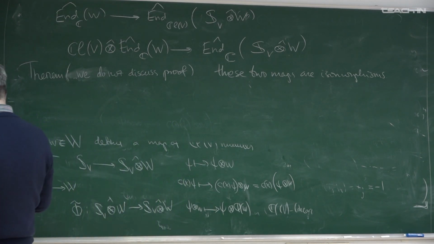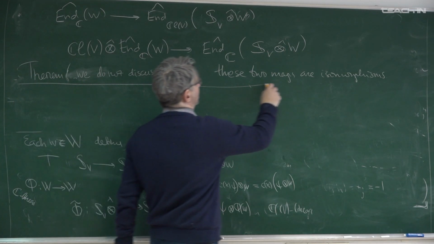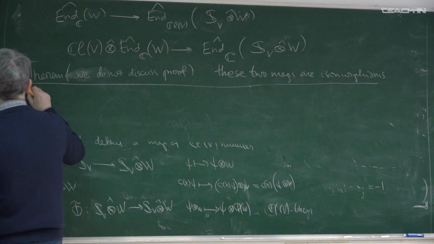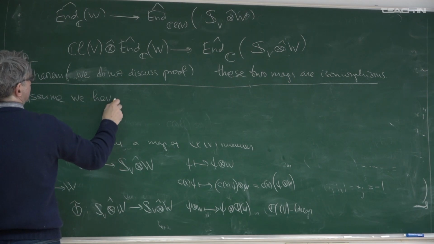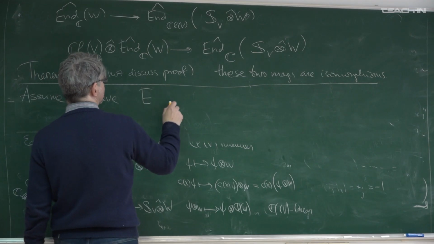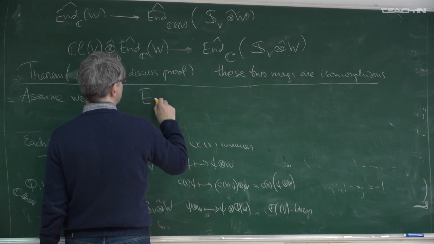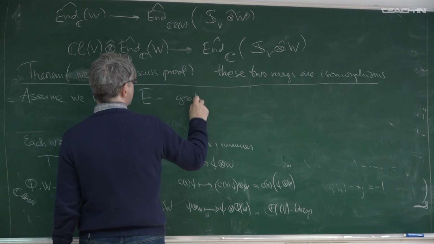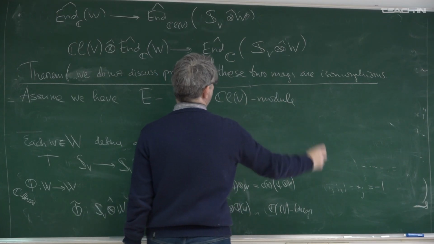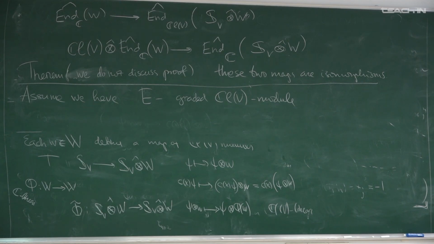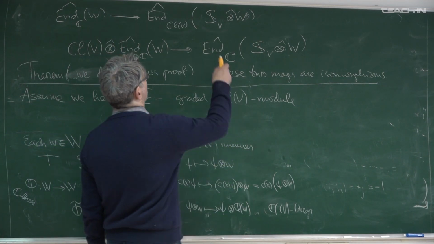Well, that's very important, but a much more important thing is the following. Assume we have E, a graded Clifford of V module. Very simple question. Very, very simple question. Is it possible to represent it in this form or not?